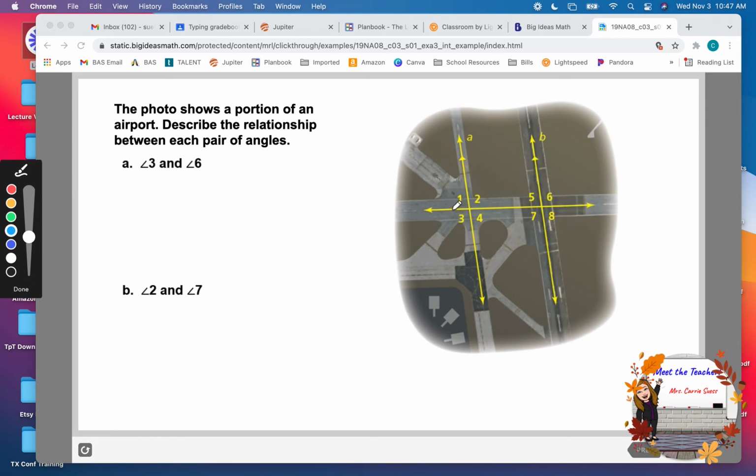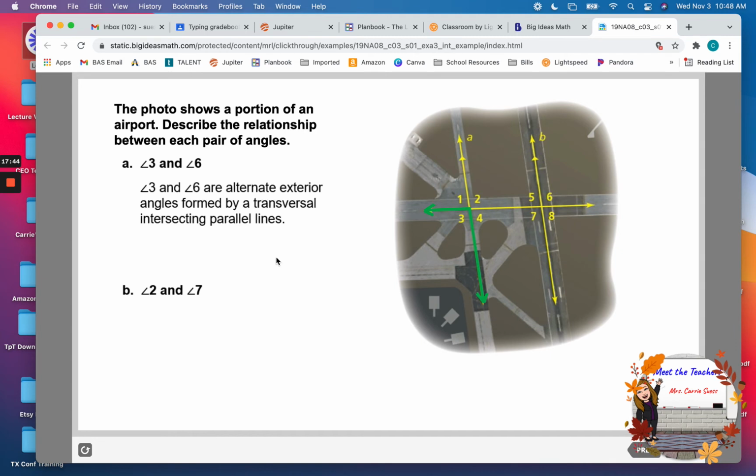So if I have angle 3 and angle 6, what kind of angles are those? They are exterior. Is there any other word we could add to that? Are they opposite on the transversal? They're alternating. So alternate exterior angles is how you would describe their relationship. That make sense? Not too bad, right?